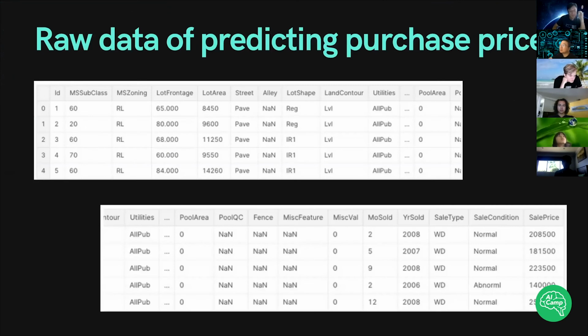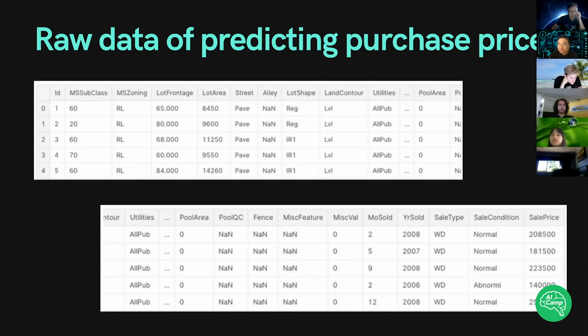And when you think about it, the raw data for predicting purchase prices, you see those numbers. What is the class? What is the zoning? What is the lot footage, the lot area, the street, the alley, the shape, utilities, fence, month sold, year sold, sale condition, and sale price.